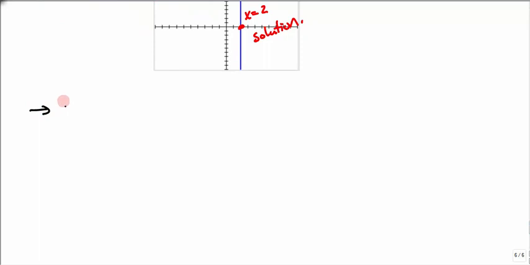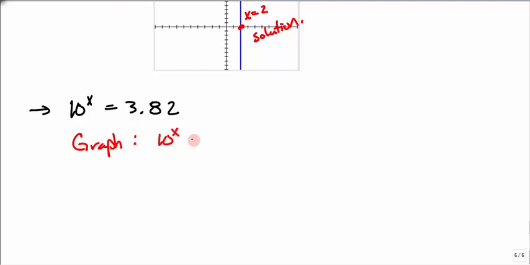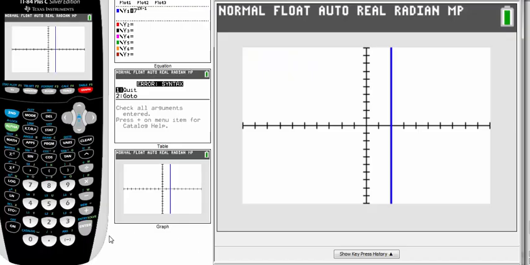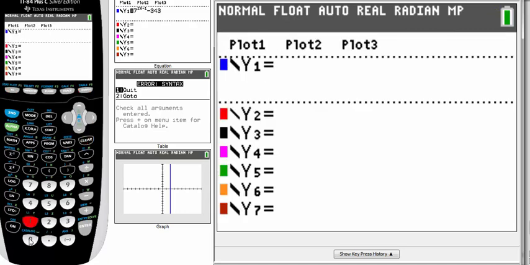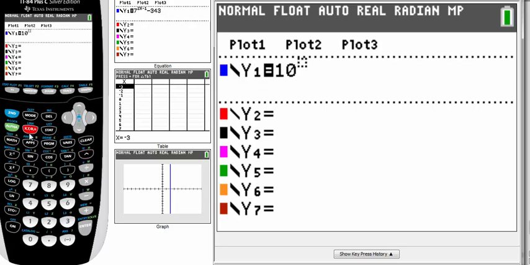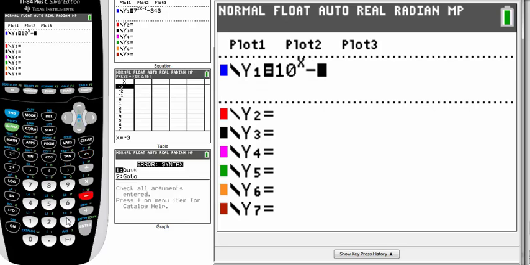Let's look at an example where we have 10 to the x equals 3.82. Now there's a lot of different ways to work this problem. I want to graph it right away. I want to have an idea what's going on here. So let's graph 10 to the x minus 3.82. Now notice the 3.82 is not in the exponent. So 10 to the x minus 3.82.